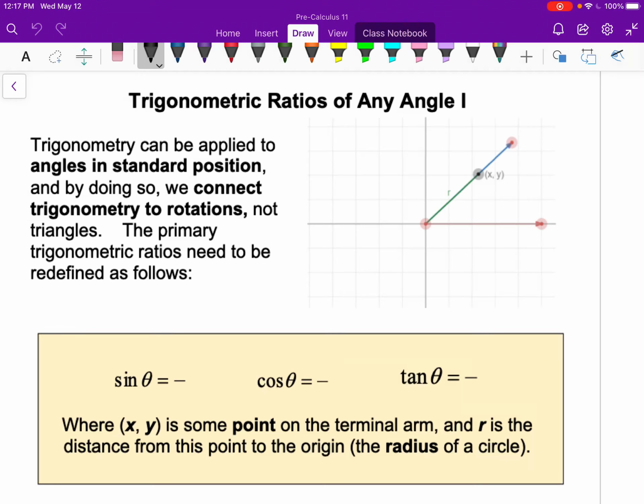All right, so this is the first of two parts finishing this unit on trigonometry, in which we redefine our understanding of trigonometric ratios away from right triangles, or triangles in general, and towards rotations, which is what we were introducing in the last lesson. And so if we want to think about the sine, cosine, and tangent ratios or functions in terms of rotations, we need to redefine them slightly.